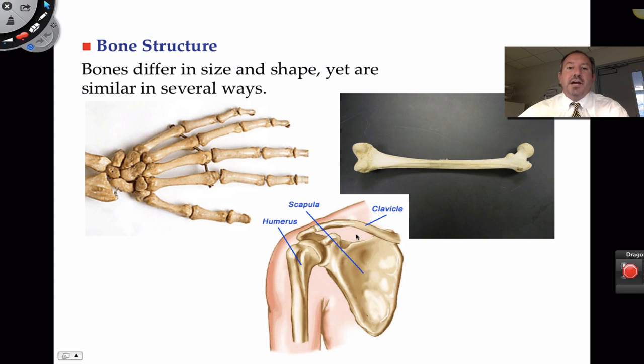You can have really flat bones, like in your back or your scapula. Your clavicle is rather a thin bone and your humerus is rather a thick bone. Sometimes there are projections at the ends of the bones as well, and we'll talk about those later. Some bones can be like little rocks, in other words, the carpals that make up our wrist bones. Some of them are kind of flat.